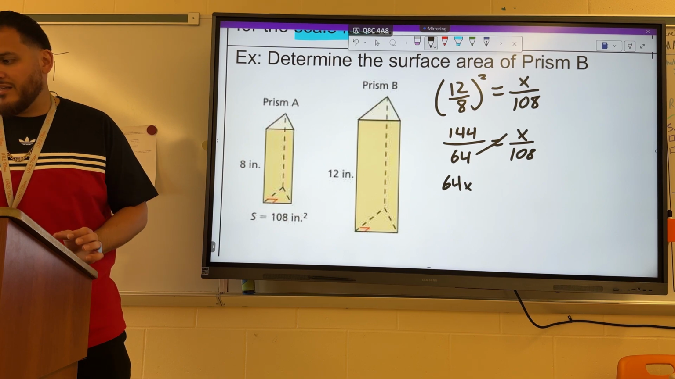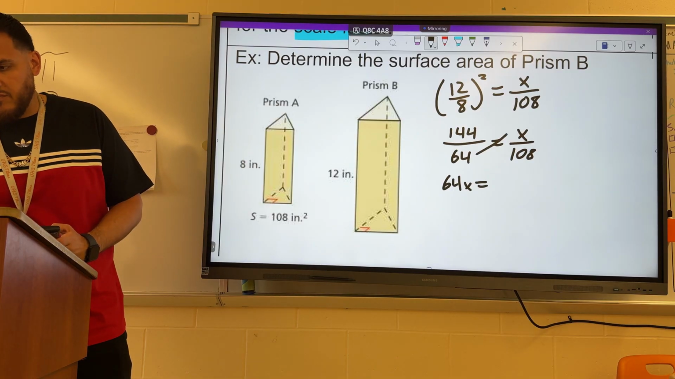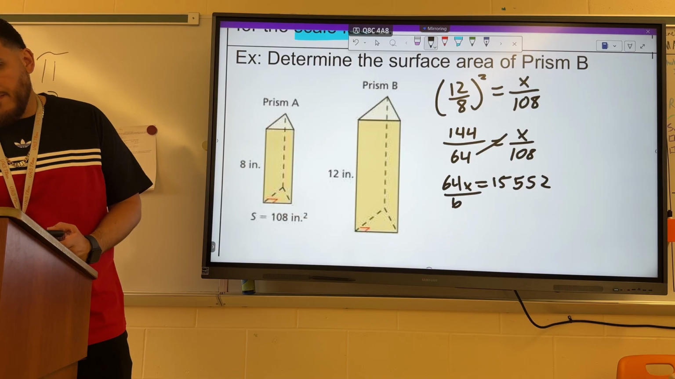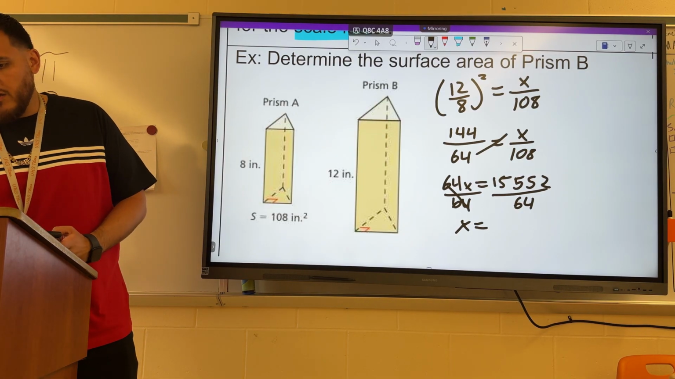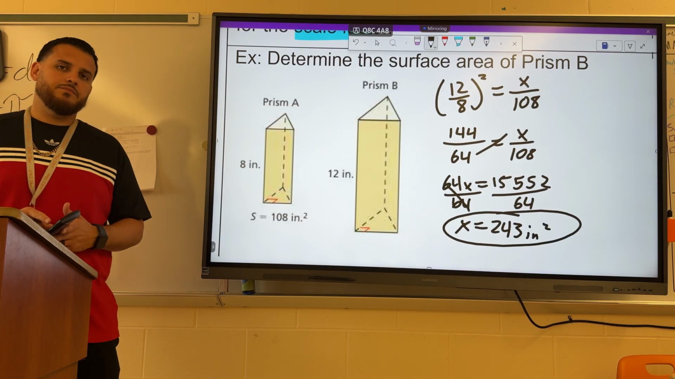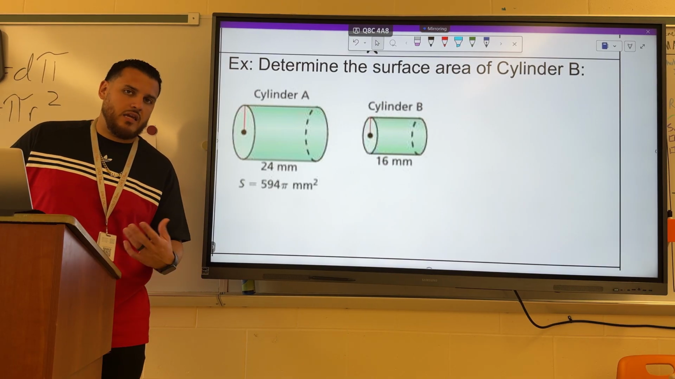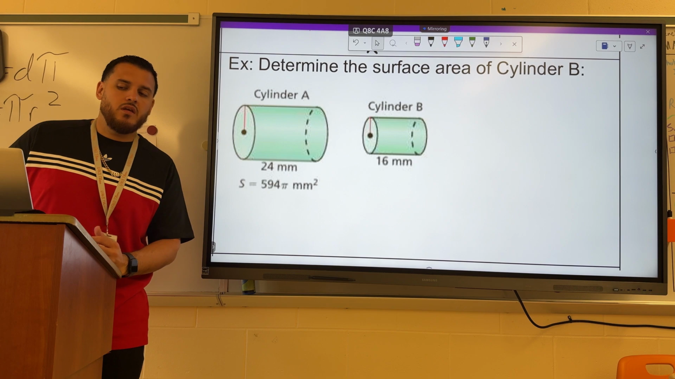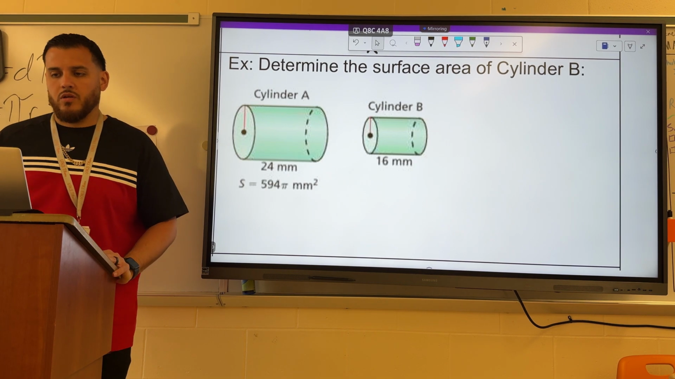64 times x is 64 x's. Then we have 144 times 108 to give me 15,552. Then we're dividing both sides by 64 to find the surface area for prism B, which would be 243 inches squared. This works exactly the same way for cylinders and for, by the way, any solid. Okay, any surface area measurement is going to be proportional to scale factor measurements between any similar solids.